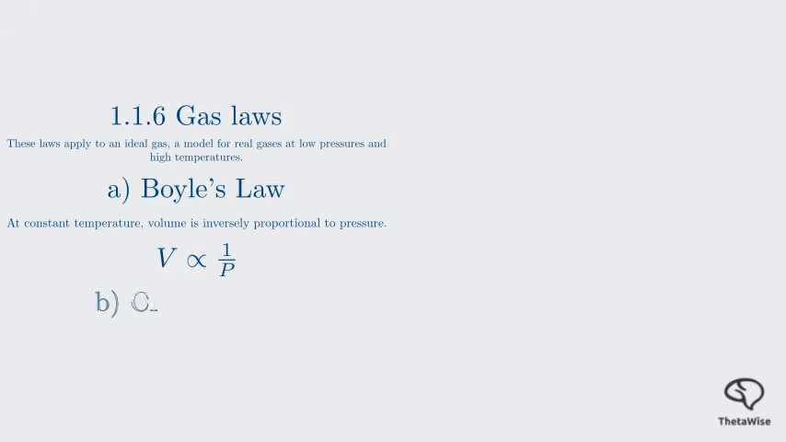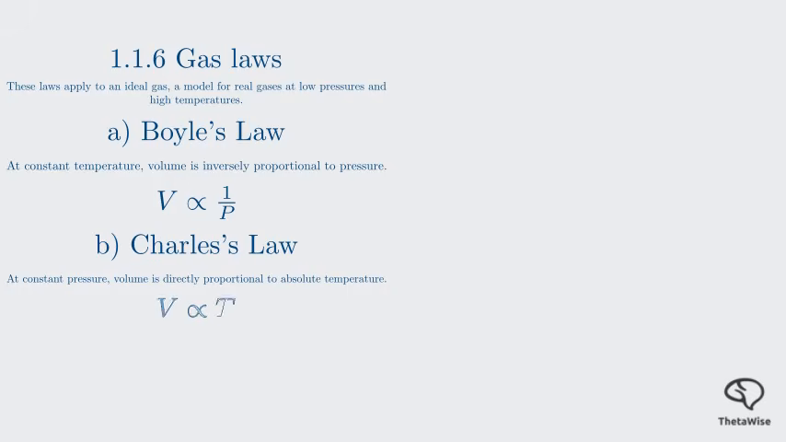Next is Charles's law. It relates volume and temperature. Charles's law states that at constant pressure, the volume of a gas is directly proportional to its absolute temperature. So, if you heat a gas and keep the pressure steady, its volume will expand. This is shown by the straight upward line on the graph.